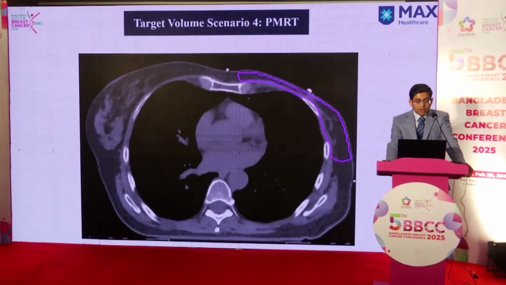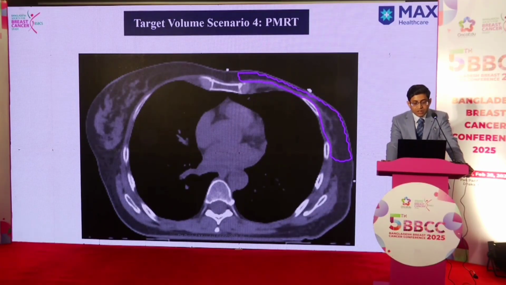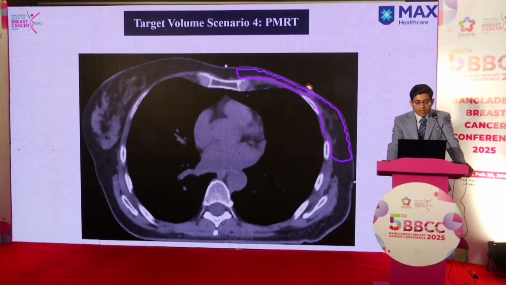Now, you can see here how we contoured in this patient. The ribs are excluded, and there was a 5 mm editing off from the skin. We also mark the scar, but make sure that you are using a proper window to identify this.